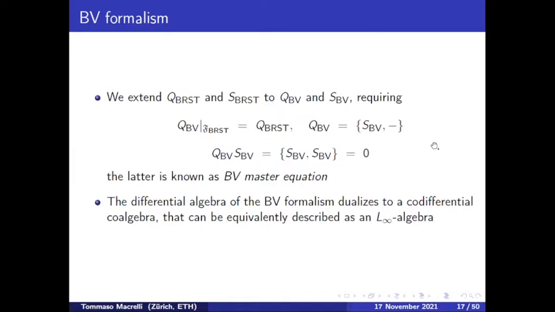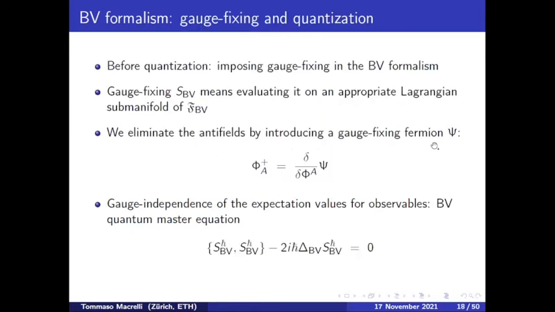But before going to L-infinity algebra, let's just conclude the discussion on BV formalism, since the original aim of BV formalism is quantization. Before quantizing, we need some gauge fixing condition. And in BV formalism, to gauge fix means to evaluate the action on an appropriate Lagrangian submanifold. In practice, this is performed introducing a gauge fixing fermion, and we eliminate, say, the unphysical degrees of freedom, taking functional derivatives of the gauge fixing fermion in the way depicted in the slide here.